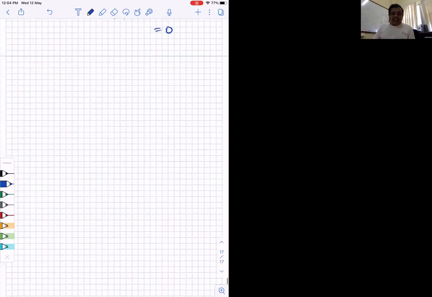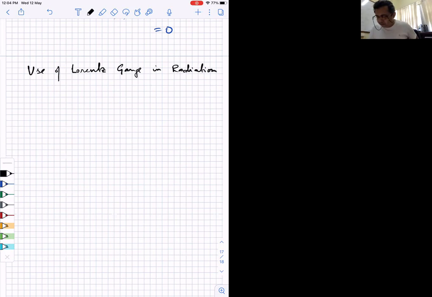And whether this gives some equations. So let us use the Lorentz gauge in radiation.